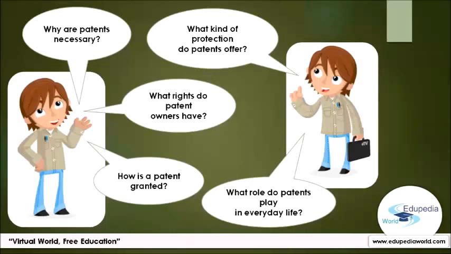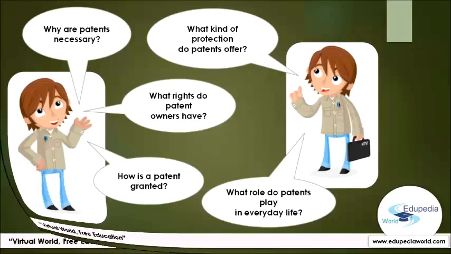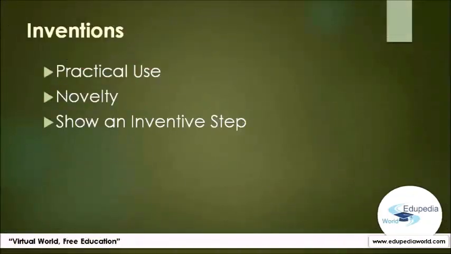Okay, now you know patents are granted for inventions. So what is an invention? Remember, every invention cannot be patent protected. To be protected, the invention must in general fulfill the following conditions. It must be of practical use. It must show an element of novelty, meaning some new characteristic that is not part of the body of existing knowledge in its particular technical field.